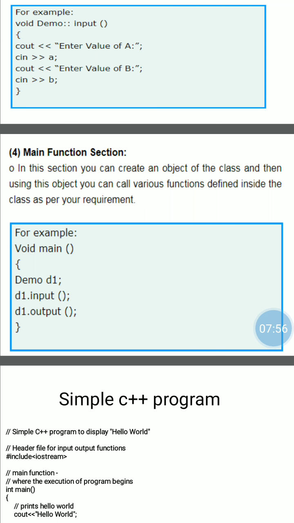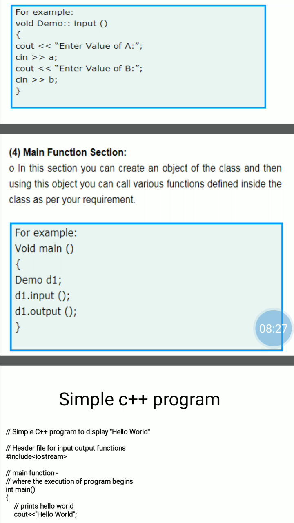Next, the main function section. In this section, the main function means the void main function. In this section, we create the object of the class and then we call the function of that class with the help of the object. For example, void main, the name of the class is demo. We use the same example throughout this lecture, that is the demo class.